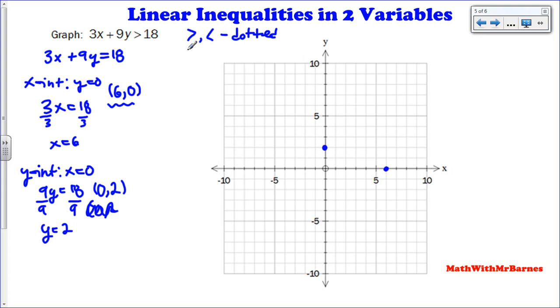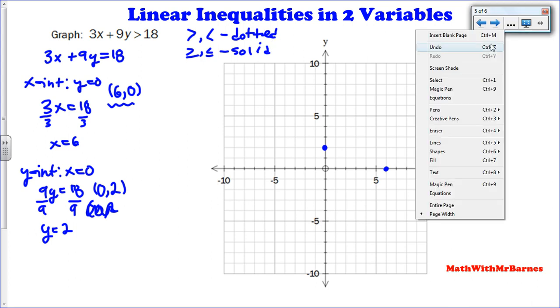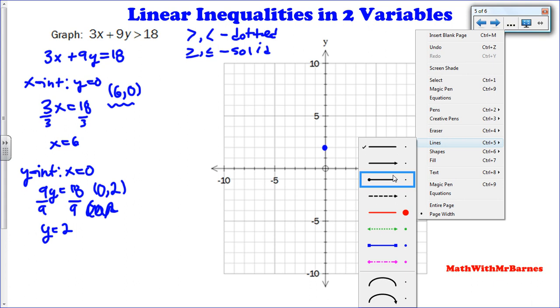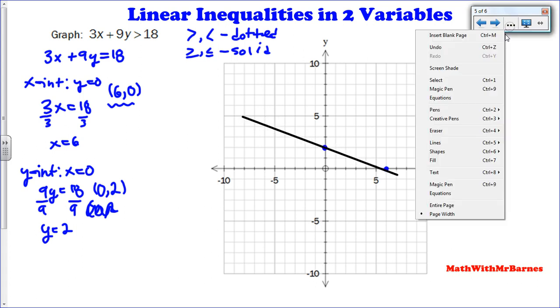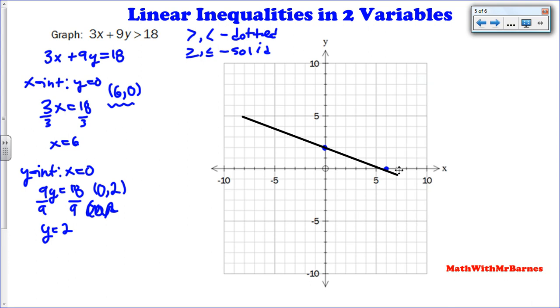If I have greater than or equal to, or less than or equal to, then it will be a solid line. So all I've got to do is connect up my 2 points. I'm going to use a solid line at first, then I'm going to change it to a dotted line. I'll just use this line tool first. I'll change it, hopefully. So let me see if I can get this correct. There we go. I'll just drag this out a little bit so I can get some properties of this line.